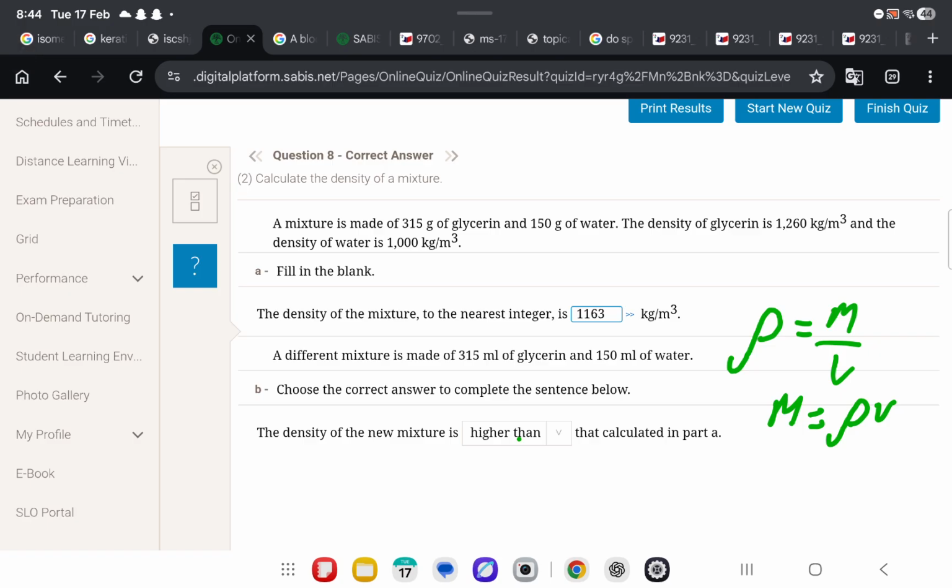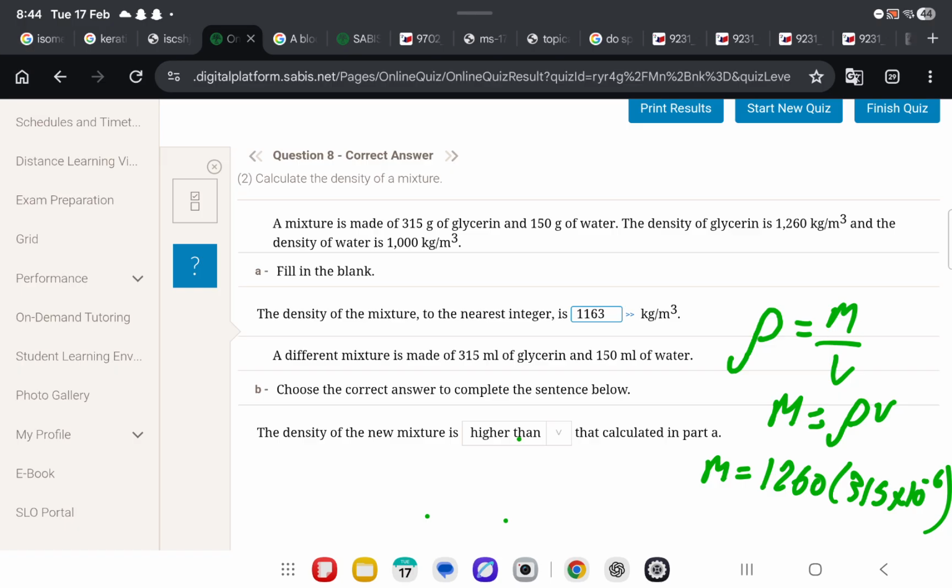Okay, so let's find it. Now, M is rho times volume, with rho being 1260. Let's find it for glycerin first. The volume is 315, but remember what we said, times 10 to the power of minus 6. So M is equal to 1260 into 315 times 10 to the power of minus 6.